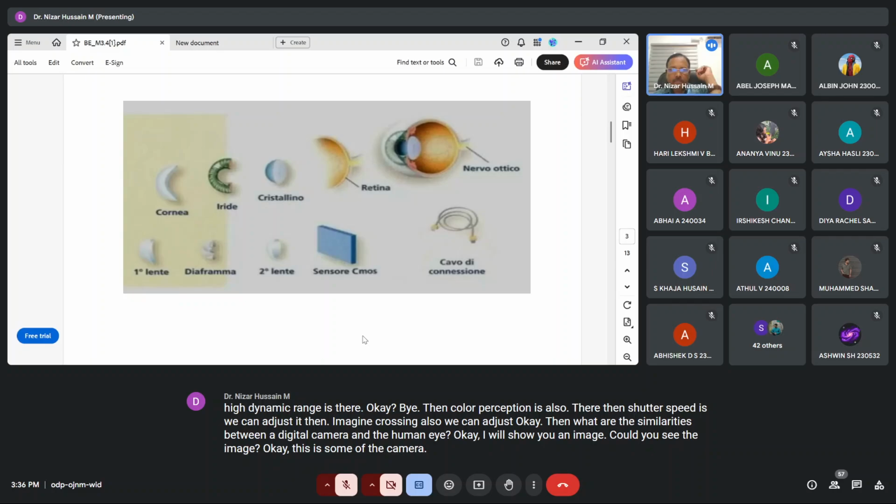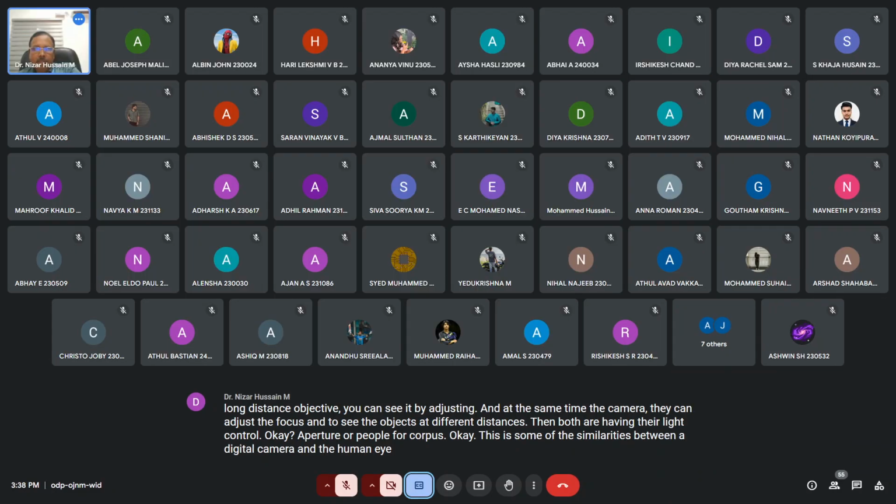Then blinking and shuttering. Both can adjust the focus to see objects at different distances. If you want to see a long distance object, you can see it by adjusting, and at the same time the camera can adjust the focus to see objects at different distances. Both also require light control, an aperture or pupil for proper exposure. These are some of the similarities between a digital camera and the human eye. Then what are the differences between a digital camera and the human eye?